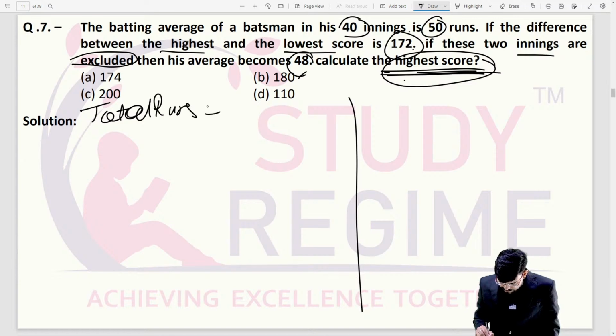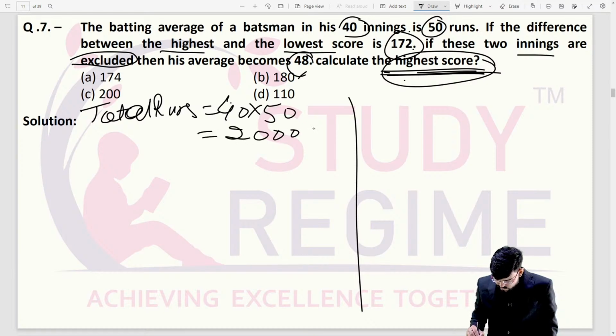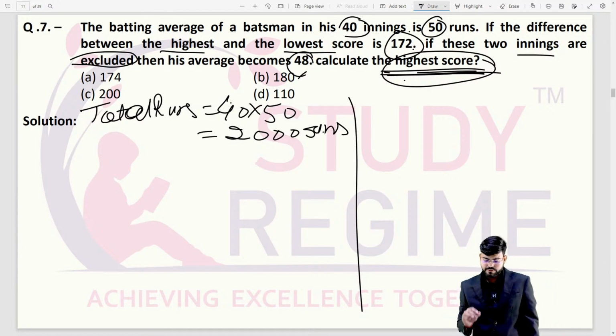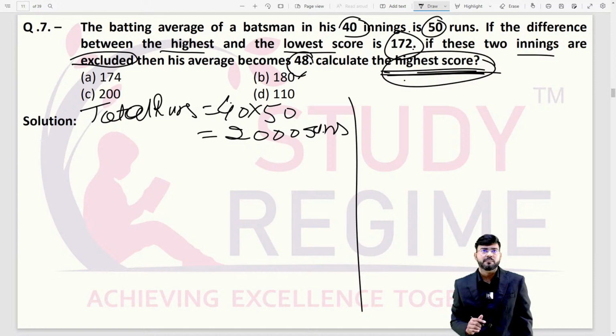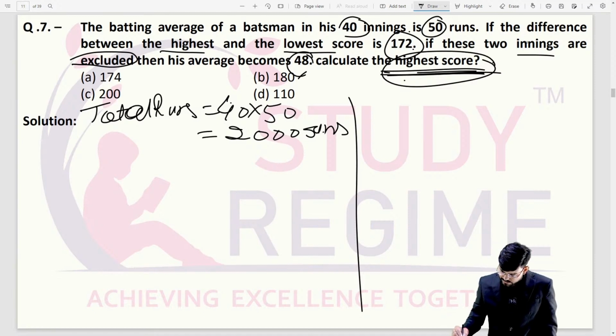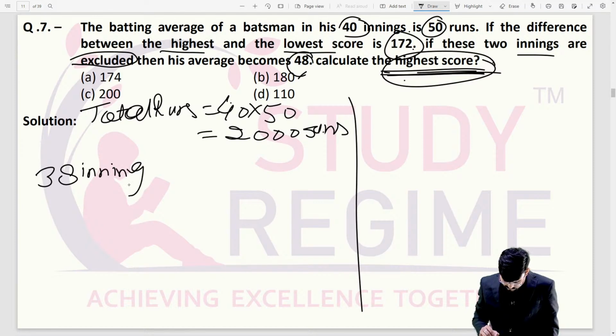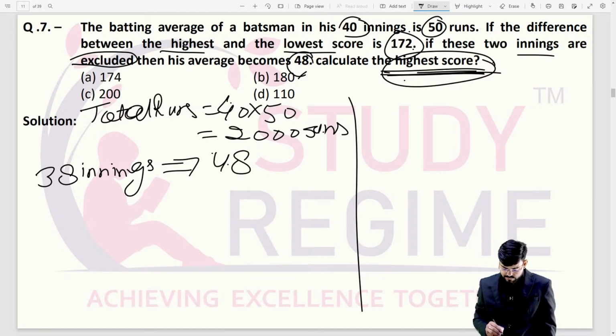Total runs made by the batsman is 40 into 50, that is equal to 2000 runs. These are the runs made by the batsman after playing 50 innings on an average of 50. Clear? Total runs made by the batsman is 2000. Now, after removing 2 innings, the new innings will be 38. In 38 innings, his average becomes 48.